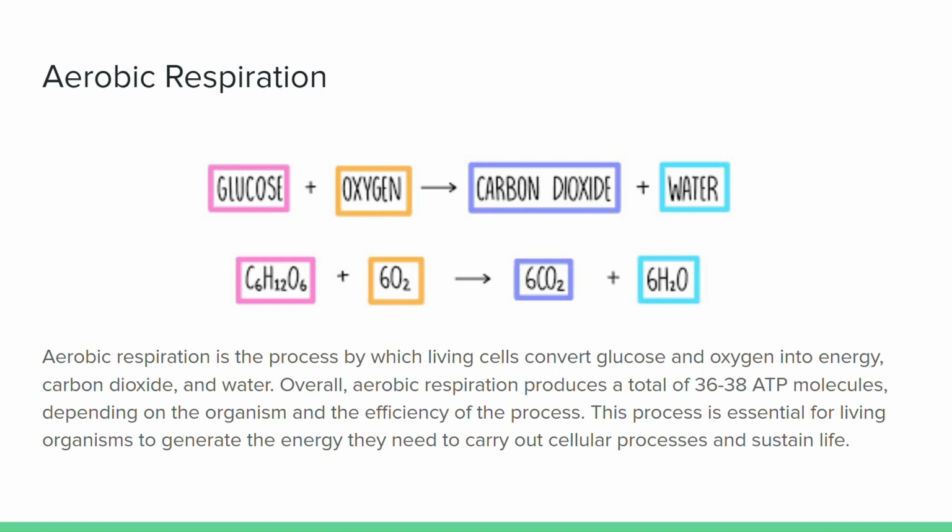Aerobic respiration is the process by which living cells convert glucose and oxygen into energy, carbon dioxide and water. It's not written here, it should be, but ATP is also produced as a result of aerobic respiration. If you're looking for a specific number, it's 36 to 38 ATP molecules, depending on the organism and the efficiency of the process. This process is essential for living organisms to generate the energy they need to carry out cellular processes and sustain life.